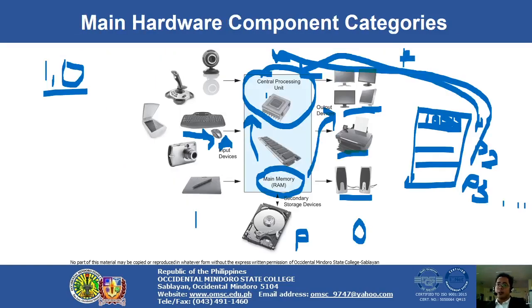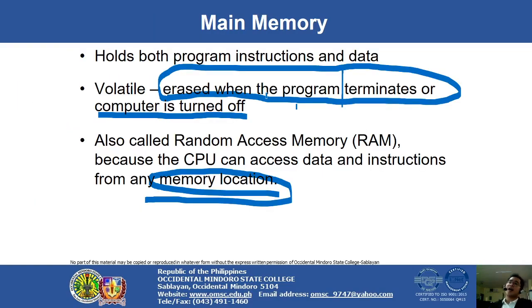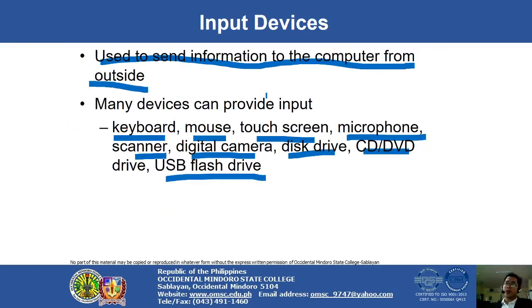So, what are the three cycle? I mean, the role of CPU in running a program. So, we have the fetch. Kapag sinabi nating fetch, so kukunin natin yung next instruction from the main memory or yung ating RAM. Pagkatapos makuha, i-decode, i-interpret, i-intindihin, o unawain, and then magja-generate ng signal. Ibabato. Saan ibabato? Doon sa appropriate components na gagamit ng operation, and that is execution. So, tatlo lang yung ating role ng ating CPUs in running a program. Okay?